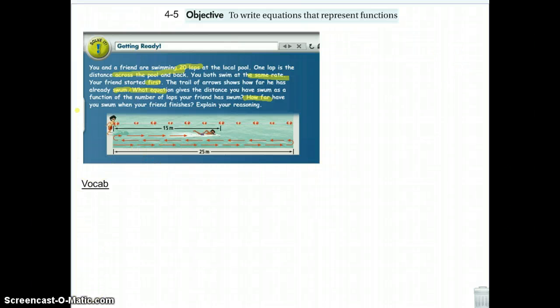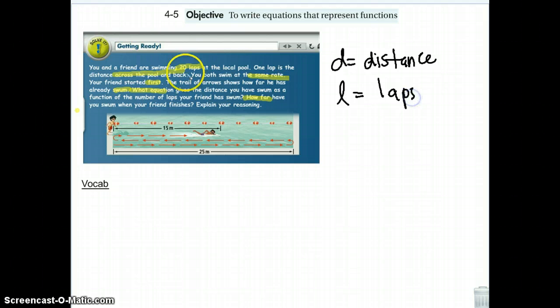In previous sections we talked about variables, and I'm going to have two variables here. Now it doesn't say what variables to use, so I'm going to use d for distance, and I'm going to use L for laps. Now notice we have to write an equation that gives the distance you have swam as the function of the number of laps your friend has swam.